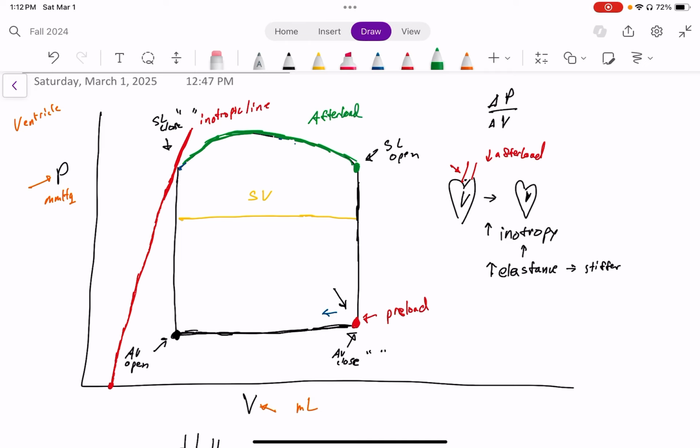And we can represent afterload by this. It's kind of this entire green line, right? Because this is the ejection. So how much blood ejects and how much pressure is required to eject that blood is a sign of how much resistance there is, and that's a sign of afterload. But we can just use this dot here for simplicity. And things work like that if we think about it this way.